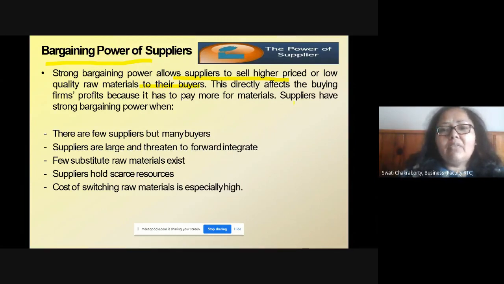When do suppliers have a higher bargaining power? When, as I said, there are few suppliers.